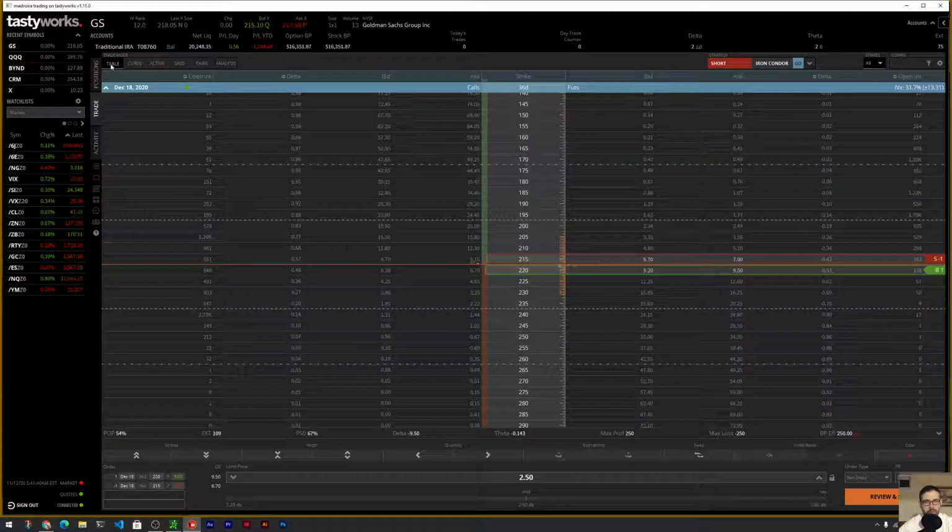Let me go back to the table view. I'll show you. We're looking at the monthlies with 36 days left to expire. And instead of a 47% probability of profit, we're looking at a 54% probability of profit. And instead of a crummy P50, we're looking at a 67% P50. To me, this is much better.